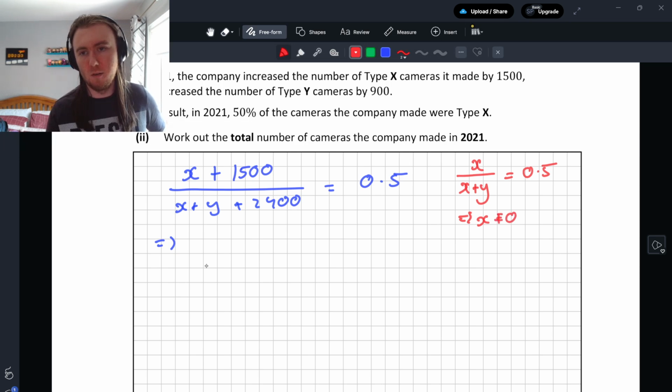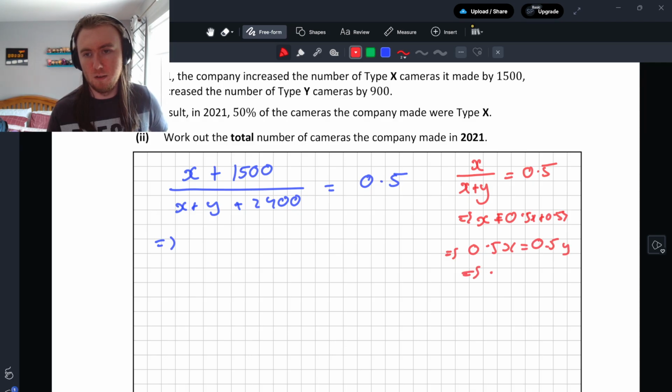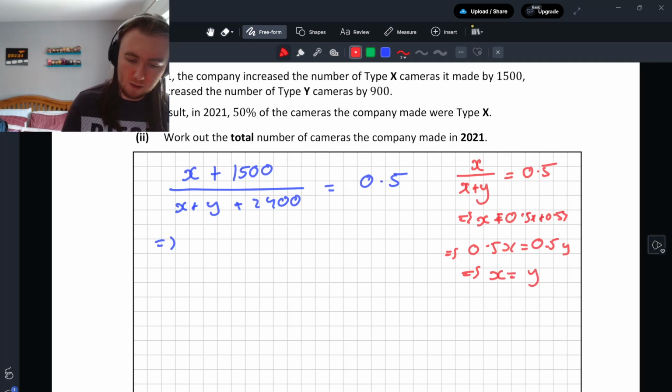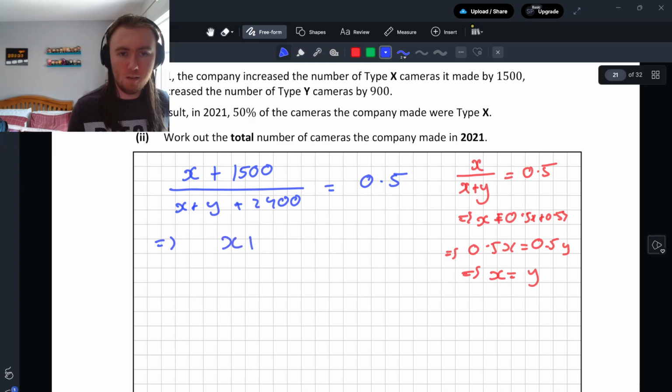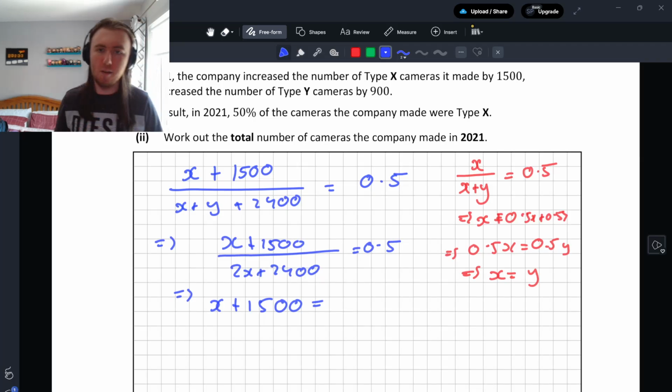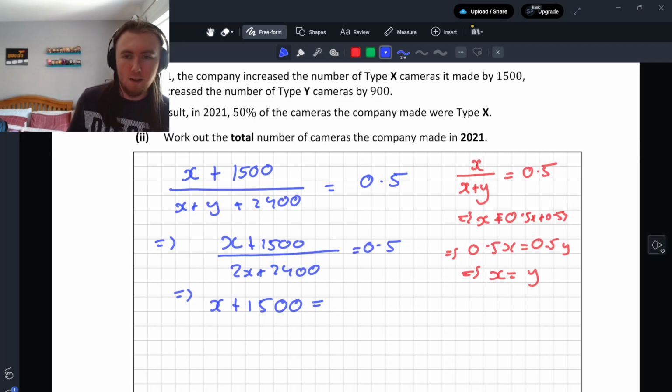So x is equal to 0.5x plus 0.5y. So 0.5x equals 0.5y. So x equals y. Okay, let's see if this works. x plus 1,500 over 2x plus 2,400 equals 0.5. So x plus 1,500 equals, now that's not going to work out. Because of that, okay, what's going on here?